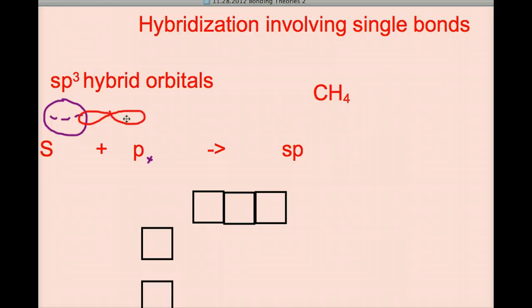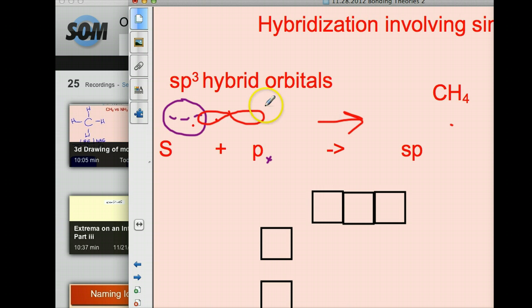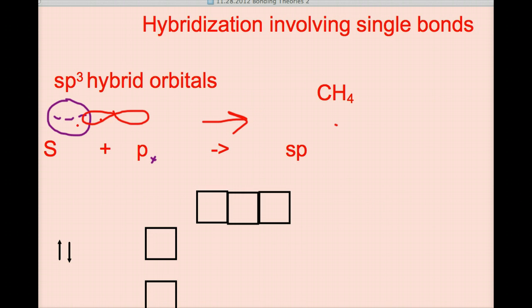So what we see happening is when this s orbital and this p orbital combine right here, it's going to create an sp orbital. We are going to create an orbital that looks like a p orbital, except the difference is the one that connected to the s is really large, and then you have a regular size orbital for the right hand side.